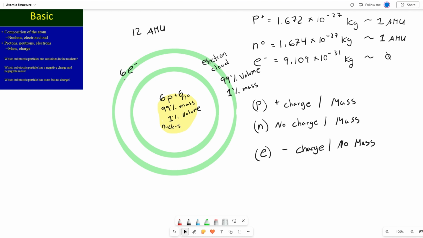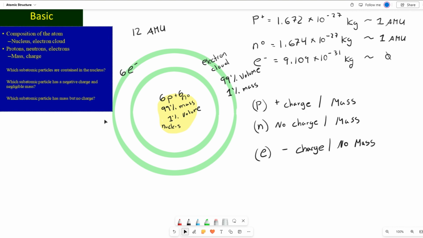So let's answer a couple of questions based on what we learned about the atomic structure. The first one says, which subatomic particles are contained in the nucleus? Well, all of the protons and all of the neutrons exist in the nucleus, and all of the electrons are out in the electron cloud. So for this one, it would be the protons and the neutrons.